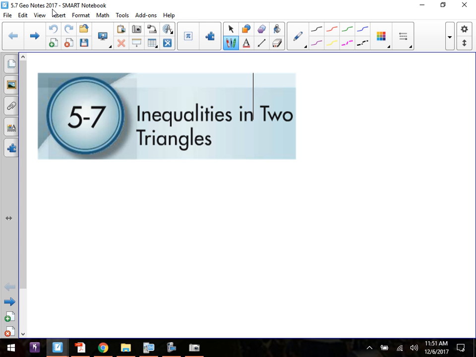Smaller, larger, all that kind of stuff. What's the relationship between the one triangle? Today we're going to get into it more with what happens when you have two triangles.